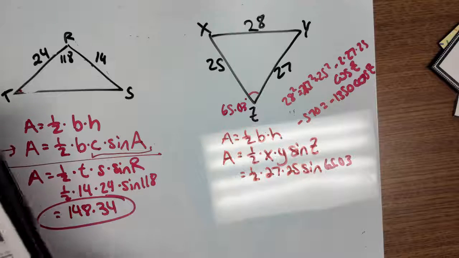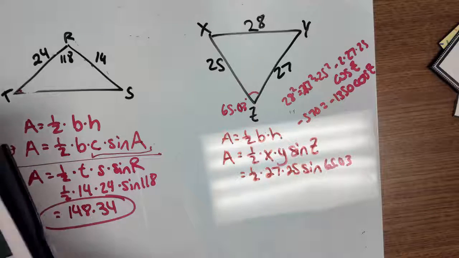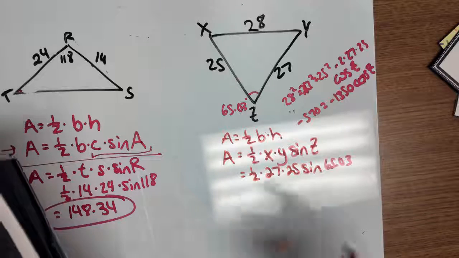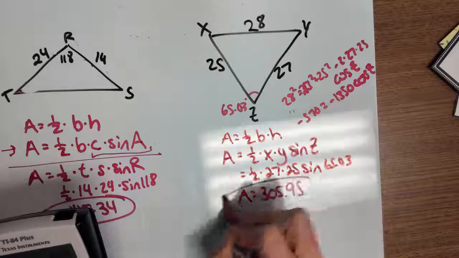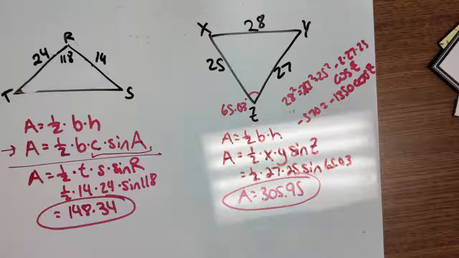Plug this in. So 0.5 times 27 times 25, sine of 65.03. The total area is 305.95. So you can use Heron's formula.